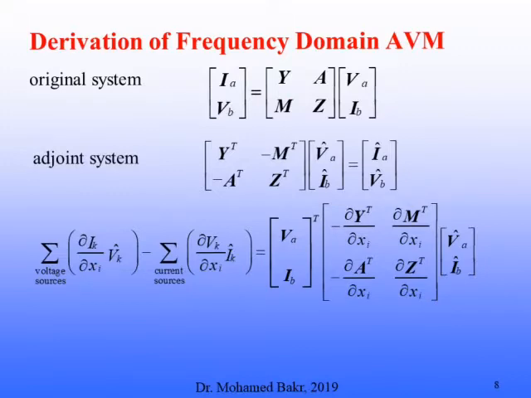I'm going to clarify this with an example. I know it's a little bit abstract right now, but when you see an example, you will realize how it works. Just remember, if I want to get the sensitivity of the current going through one branch, I have to have a voltage source of value 1 in parallel to it in the adjoint circuit. And if I want to get the sensitivity of a certain voltage in the original circuit, I have to put a current source of value 1 in parallel to it in the adjoint circuit. So remember, I have to make this equal to 1 here, and then I'm picking the sensitivities I'm looking for.